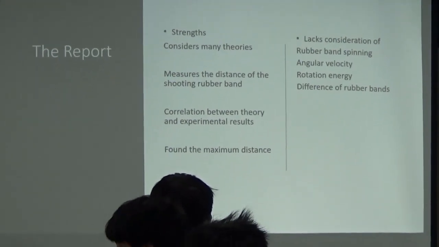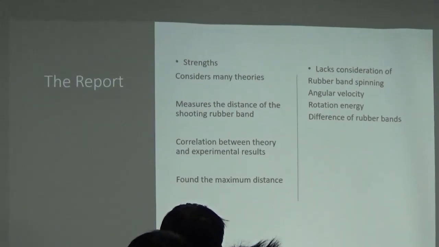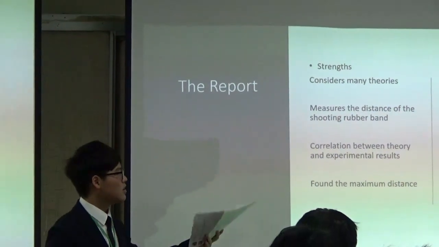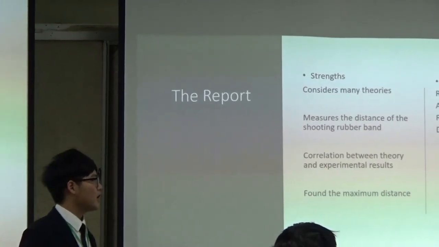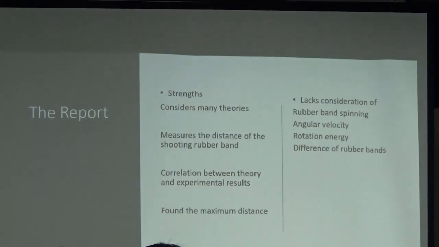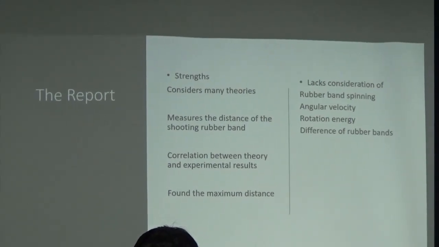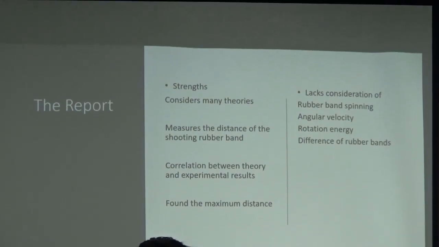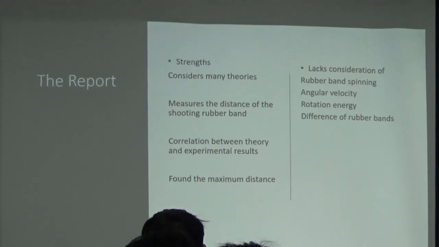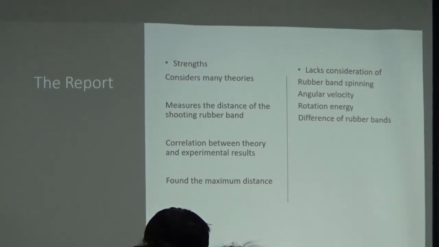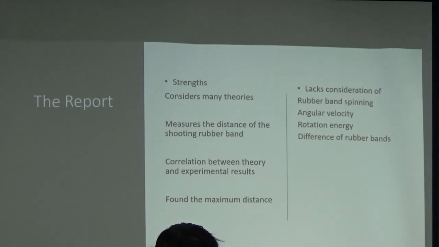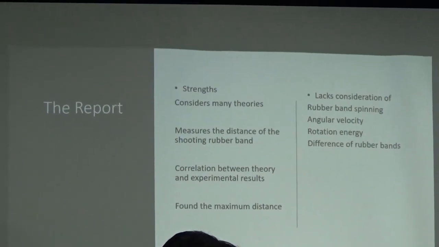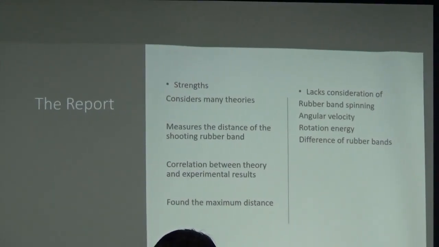The report has many strengths, like the consideration of many theories, the measurement of the distance of the shooting rubber band, and the correlation between theory and experimental results. They found the maximum distance, which if I remember correctly is about 60 meters. But they lack consideration of the rubber band spinning, the angular velocity, and the rotational energy, which I think is an important part stated in the problem statement. There is also the difference between rubber bands, meaning that when they do the experiment for too long, the rubber band might change in elasticity. Okay, thank you.